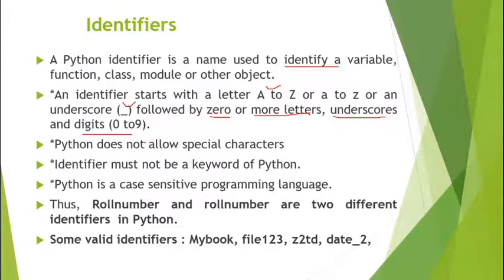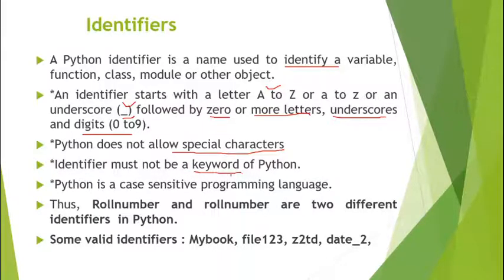After the first letter, which should be an alphabet or underscore, if we want 2-letter, 3-letter or 4-letter identifiers, then we can use numbers, underscores and letters, but no other symbols. Python does not allow special characters except underscore. Underscore we can use, but no other special characters. For example, comma, plus, minus, hyphen and colon we cannot use. Identifier must not be a keyword.